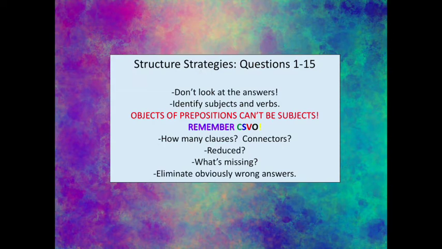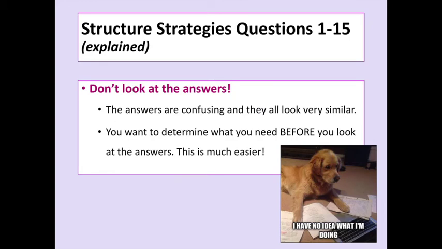Identify what is missing in the sentence and then with this information eliminate the obviously wrong answers because you know what is missing, so you know what your answer needs to have. So remember, do not look at the answers right away. I know you might be nervous and trying to do it quickly, but the answers are confusing. They all look very similar. You want to determine what the sentence needs before you look at the answers. That is much easier. If you know that you're looking for a verb, you can eliminate the answers that do not have a verb or that have a subject and a verb when you only want a verb. So it's important to identify what is missing from the sentence before you look at the answers.